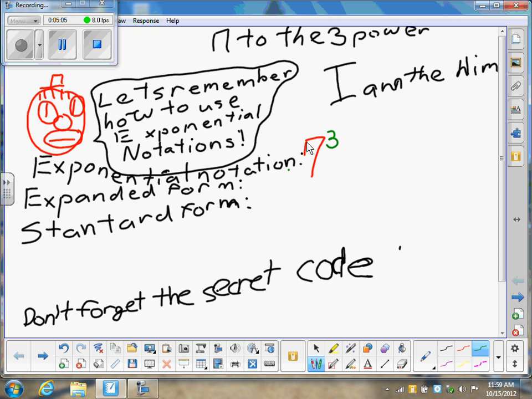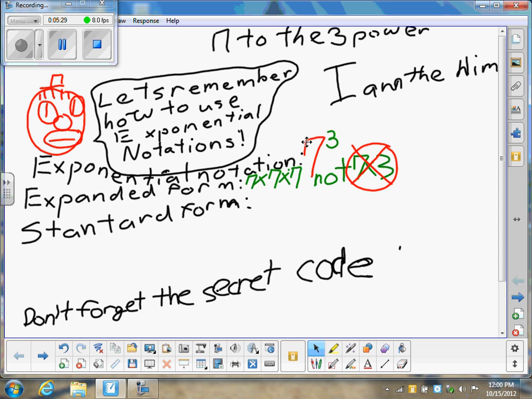Next, we are going to do expanded form. We are going to have to write 7 times 7 times 7, not 7 times 3. Next, we are going to write it in standard form. That is the answer to this.